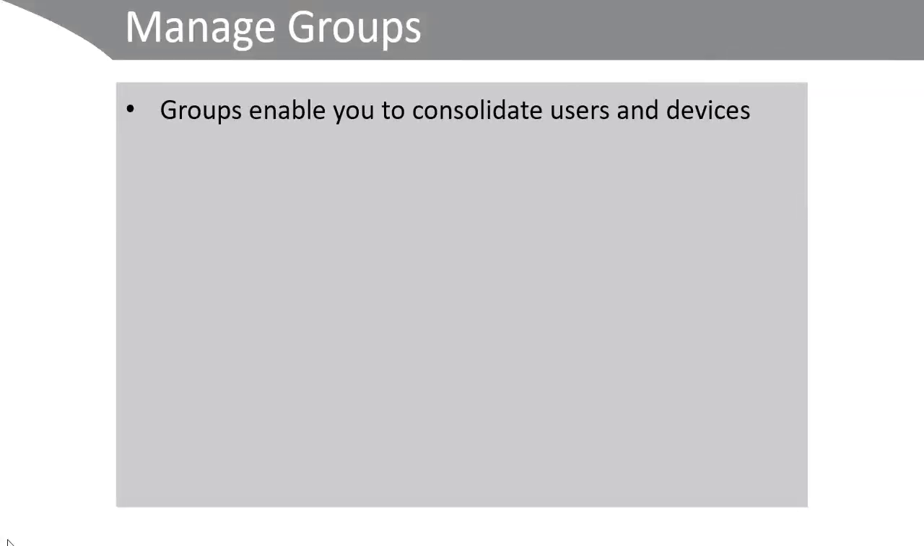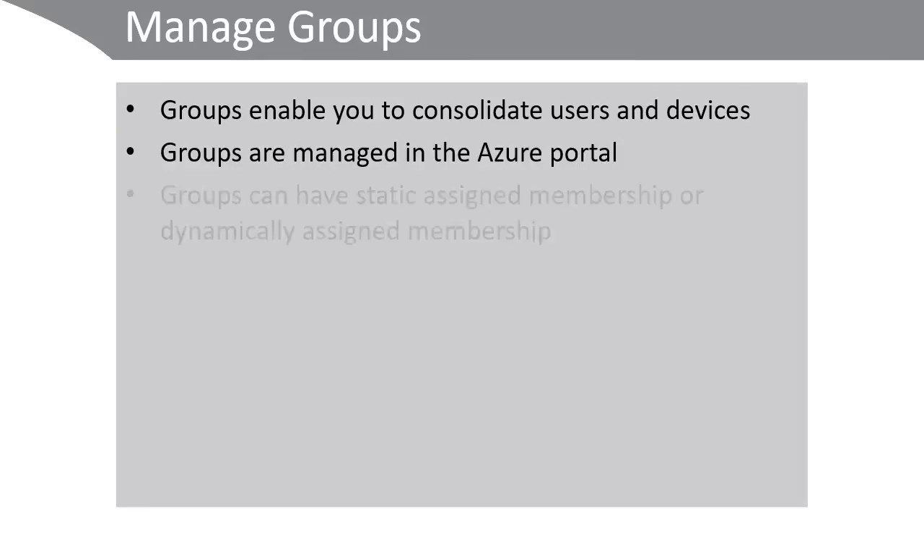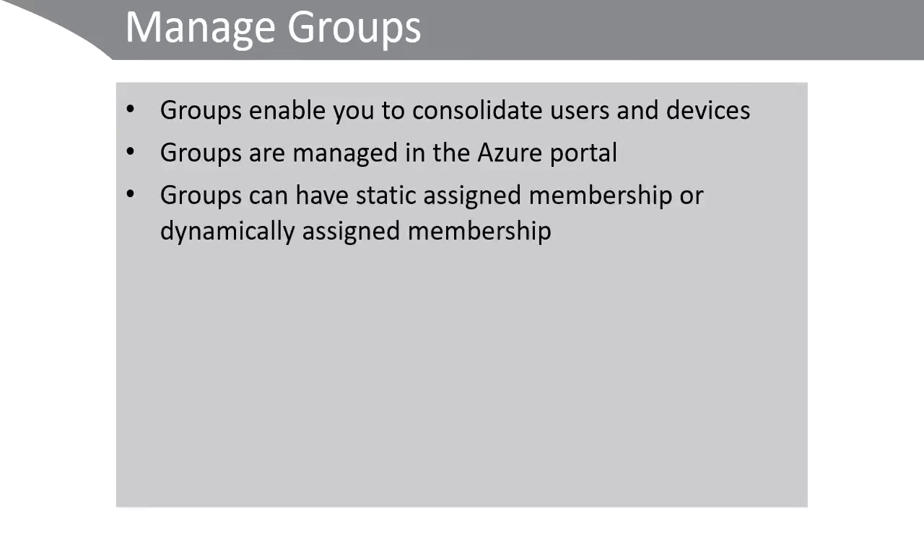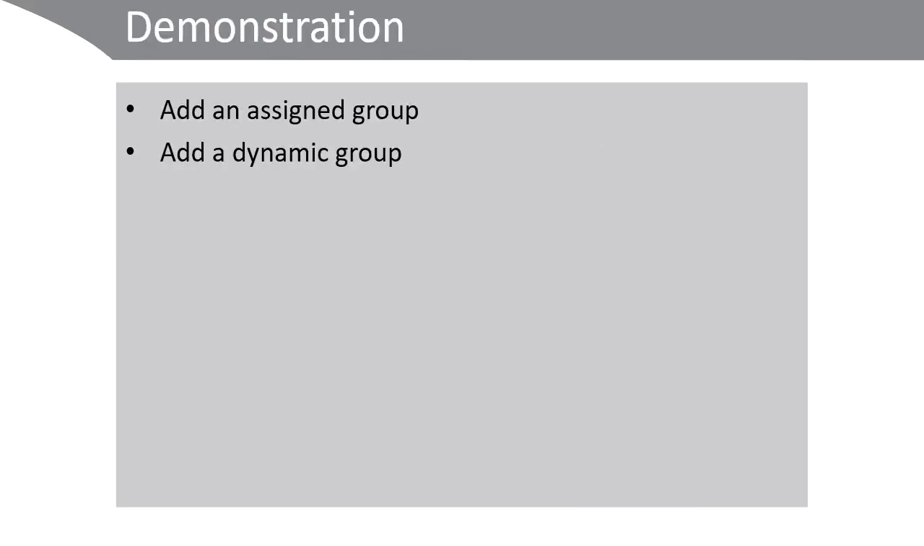Groups enable you to consolidate your users and devices. You manage them in the Azure portal. You can actually use both the classic portal and the new Intune portal. Groups can either have a statically assigned membership, that is to say, a membership that you specifically add, member by member, or a dynamically assigned membership which is determined based on a query that you can create. In the demonstration, I'll show you how to add an assigned group and how to add a dynamic group.